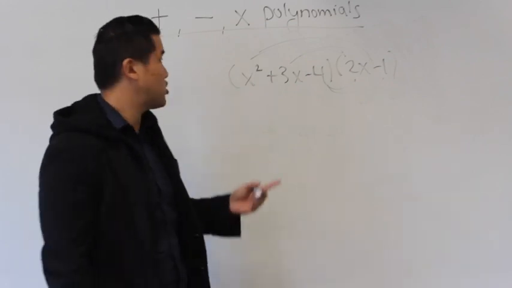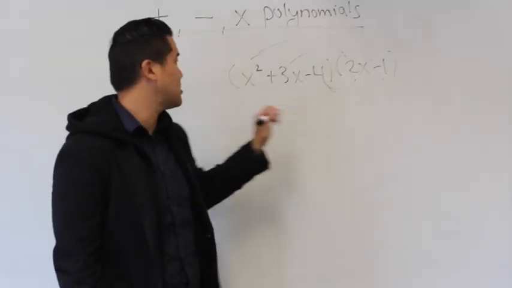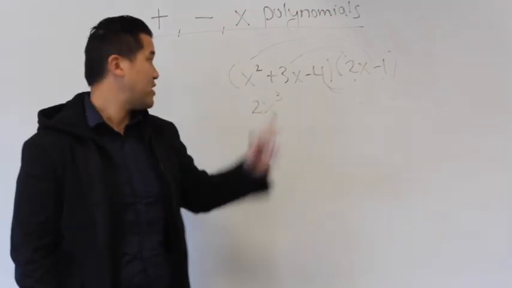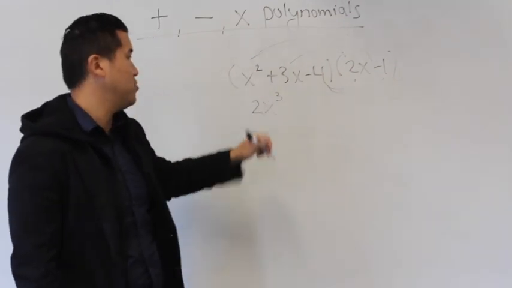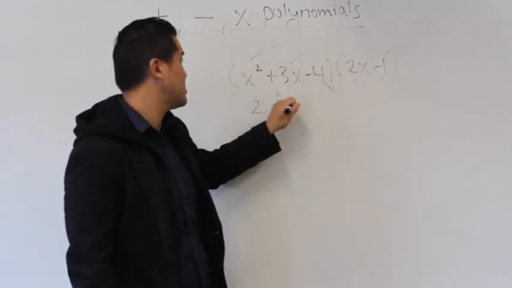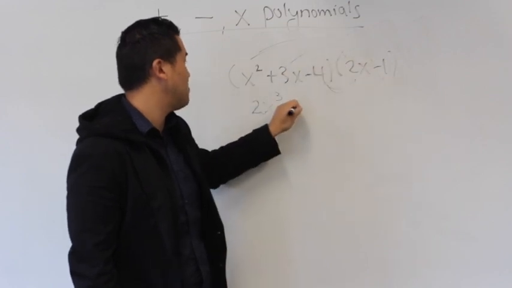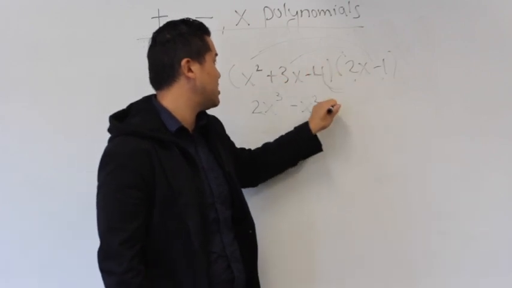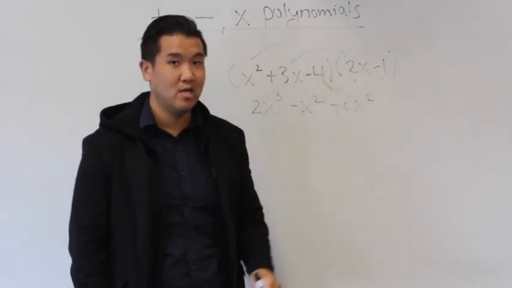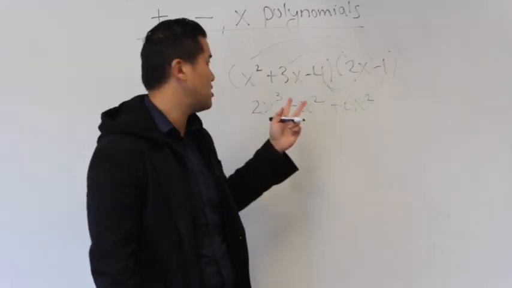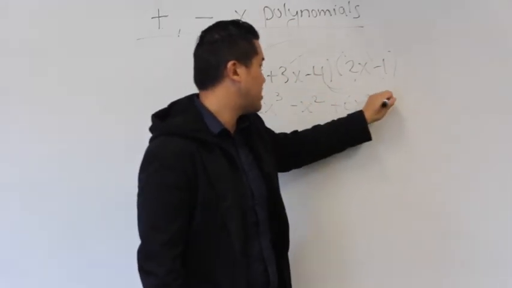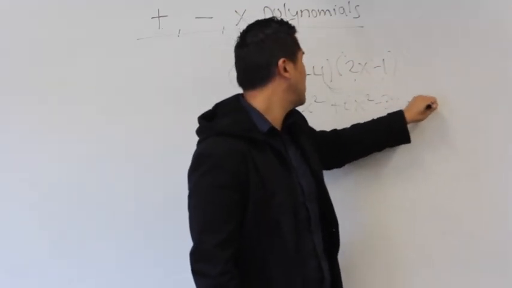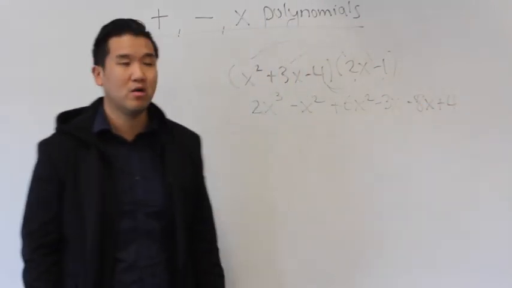Alright, let's try it. Let's distribute. So x squared times 2x. So you have 2x cubed. Because you have x squared and 1x, that's 3 x's, so x cubed. And then you have x squared times negative 1, so you have minus x squared. Now we start with the 3x. 3x times 2x is what? 6x squared. You multiply the coefficients and then you add the exponents. And then you have minus 3x there, that's 3x times negative 1. And then you have minus 8x plus 4 once you distribute the 4.